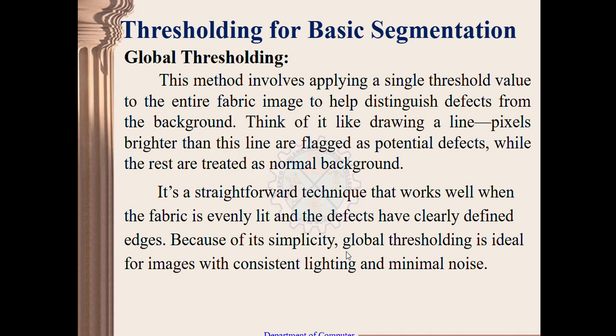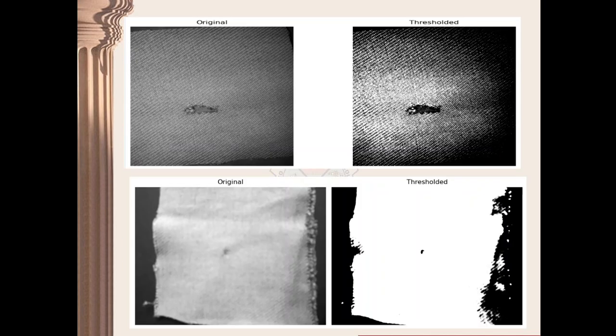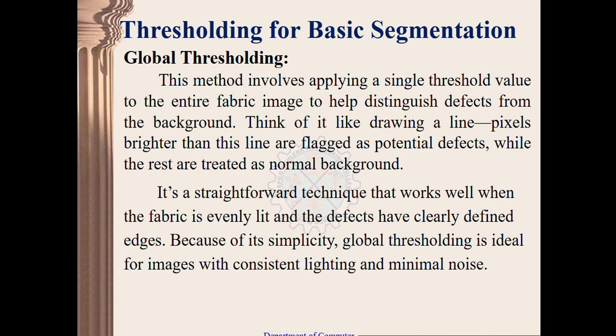First of all, threshold for basic segmentation. There are two types of thresholding. The first is global thresholding, which is applied to distinguish the defects from the background. Think of it like drawing a line: pixels that are brighter than a threshold are treated as potential defects, while the others are treated as normal background. It is a straightforward technique that works well when the fabric has even lighting and the camera can easily capture the image, so it can recognize whatever defects are there in the fabric.